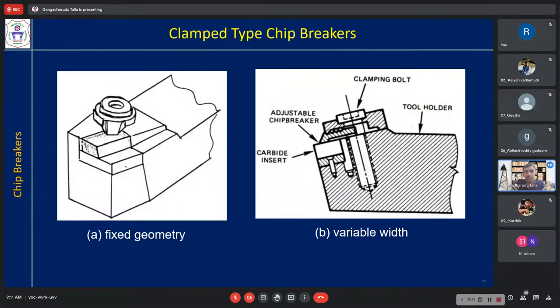So here in the first case, this is the chip breaker. This is the insert. On top of that, you are fixing this kind of feature. Now its width is constant. So that's why you are saying that this is a fixed geometry. Here, even though its width is constant, you can move it in this direction. So it is a variable width. And definitely this is the cutting edge. There is no doubt in that.